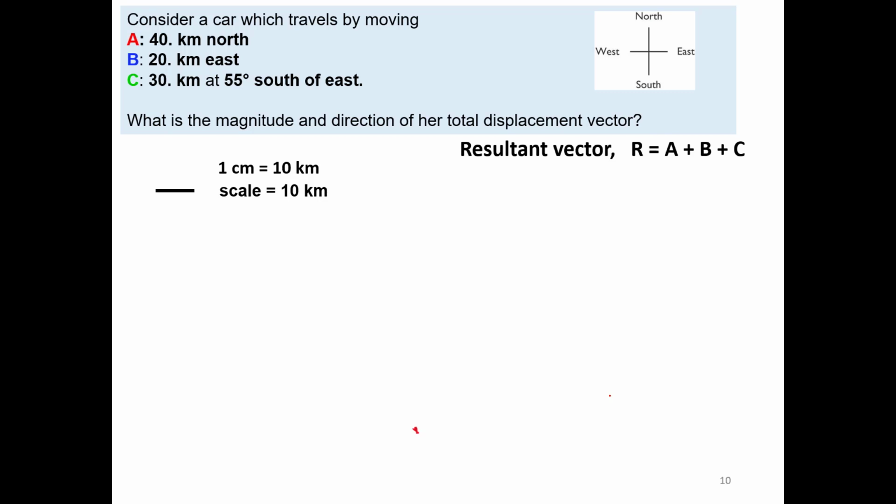Now, let's think this is the problem. This is what we want. We want to add these 3 vectors. And let's follow the steps to add these 3 vectors.